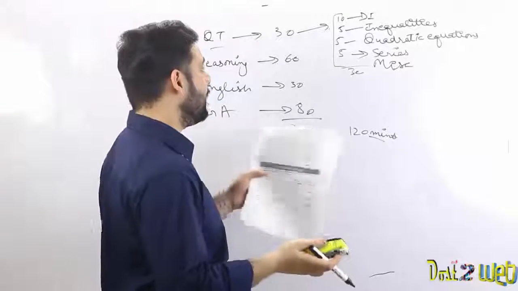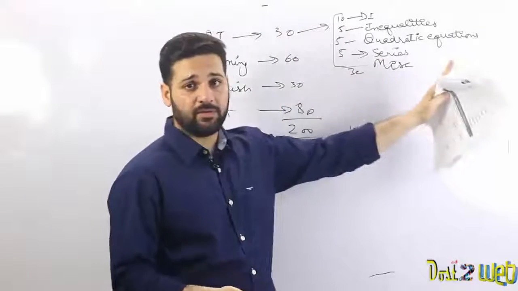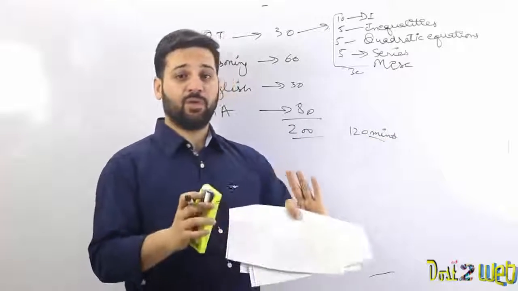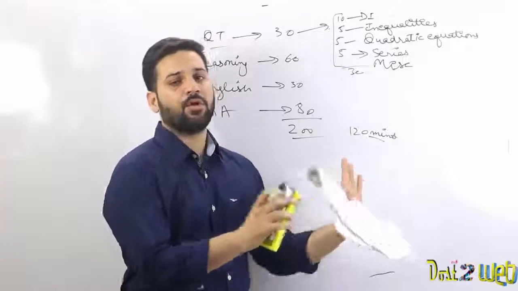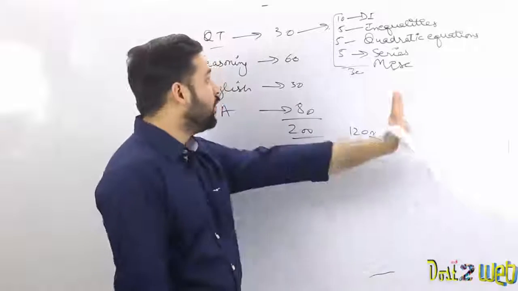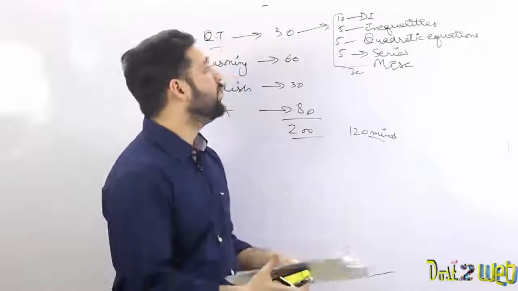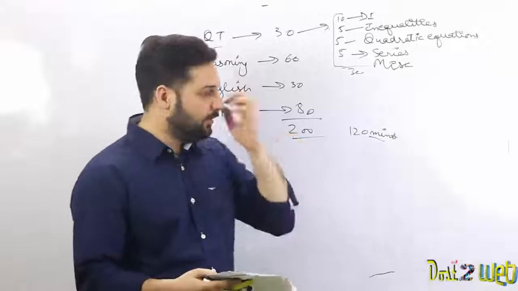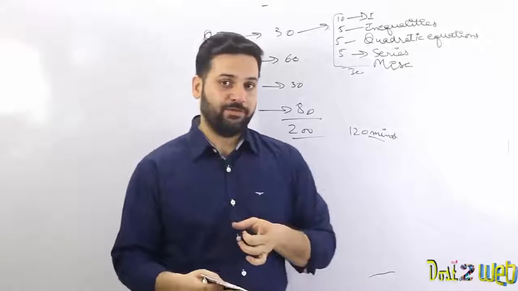So let's talk about the reasoning part. First, how to prepare for the quantitative aptitude section? If you have any book for the IBPS PO exam or the SBI PO exam and you have already gone through that book, you don't need any other book. That is the most important part for you.